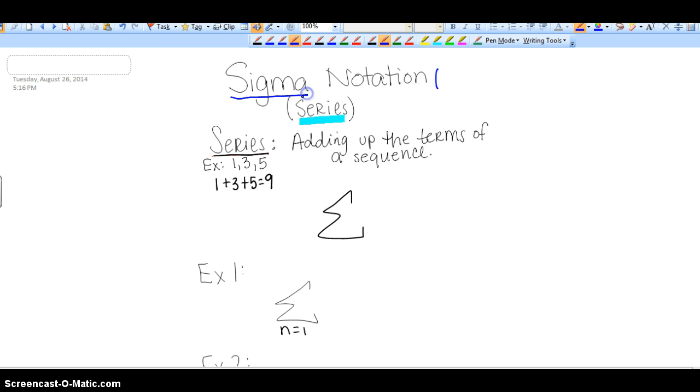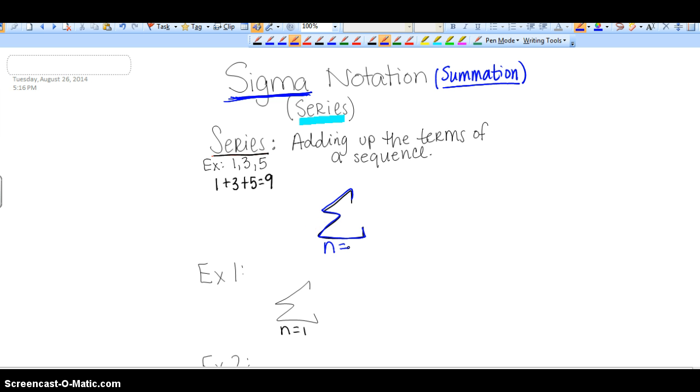So sigma notation, sigma is the Greek letter for summation. So whenever you see a sigma, which is a Greek letter, looks like an E, it's going to ask you to sum. Now whenever you do a sigma problem, there are some things included. So we're going to add those now.